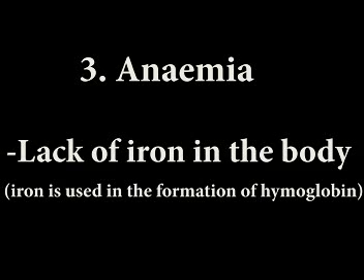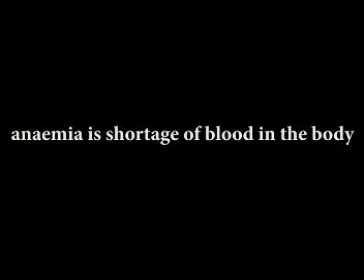Deficiency disease number 3 is anemia. Anemia is as a result of lacking iron in the body. Iron is used in the formation of hemoglobin. Learners, what is hemoglobin? Hemoglobin is the red coloring matter, the red pigment which is found in our blood, which helps to transport oxygen in the body. This hemoglobin is the one that combines with oxygen during transportation of oxygen in the body.